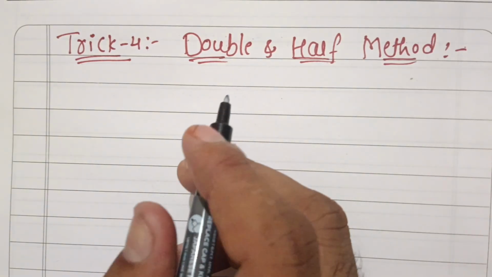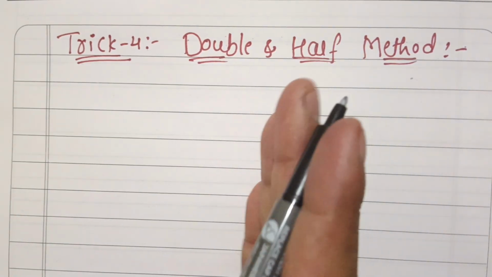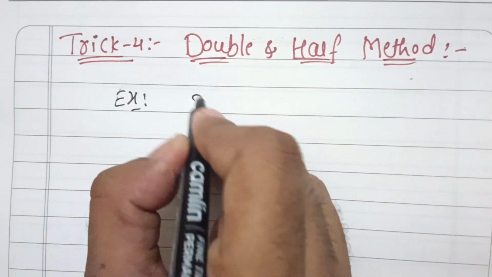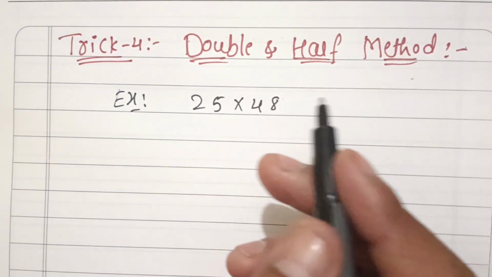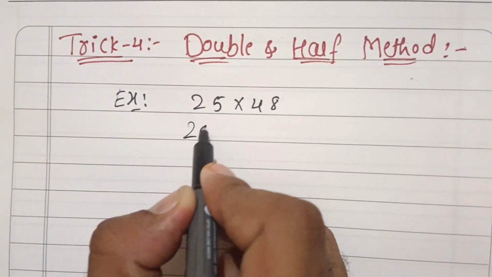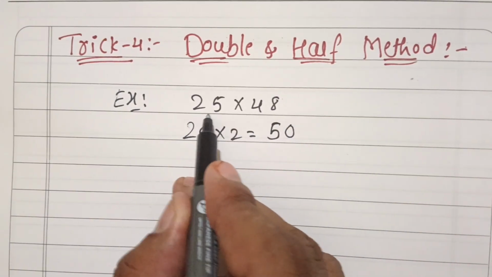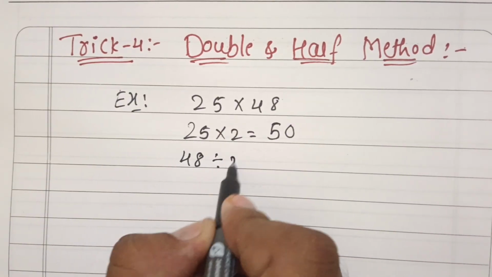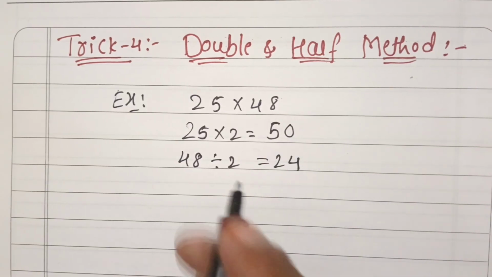Now let us move to our last trick, that is the double and half method. Sometimes we can make multiplication easier by doubling one number and halving the other number. For example, 25 into 48. Any one number you can double, and the other you can halve. Suppose I make 25 double, so 25 becomes 50. If you double one number, the other you need to halve. So 48 half is 24, right? So we got 50 and 24.